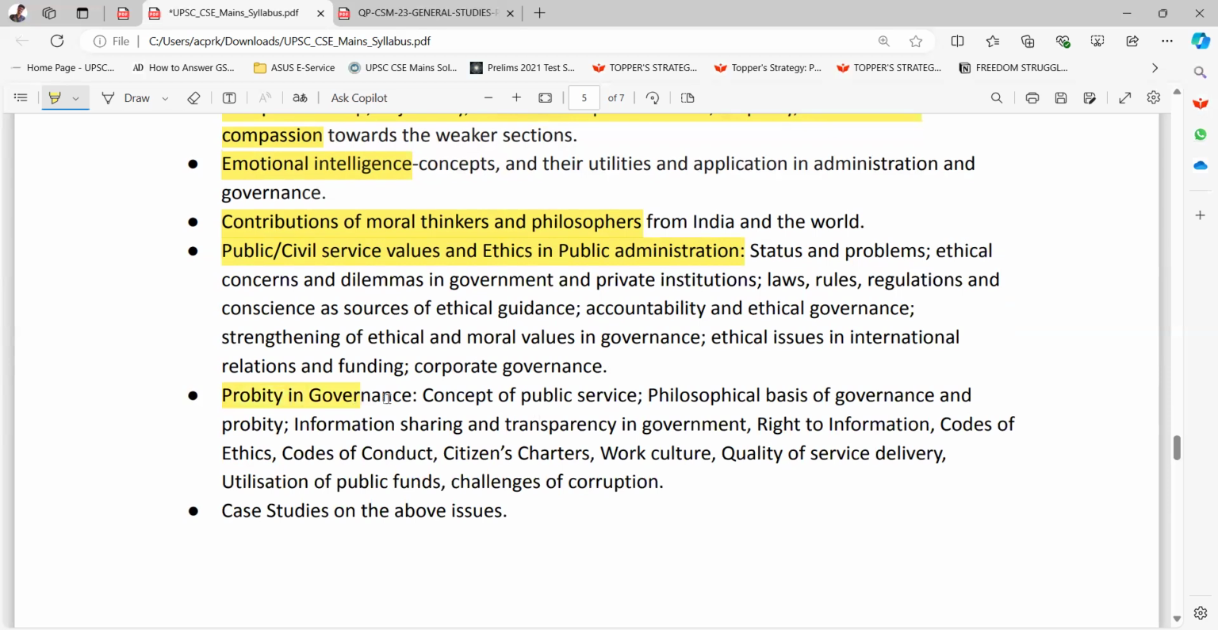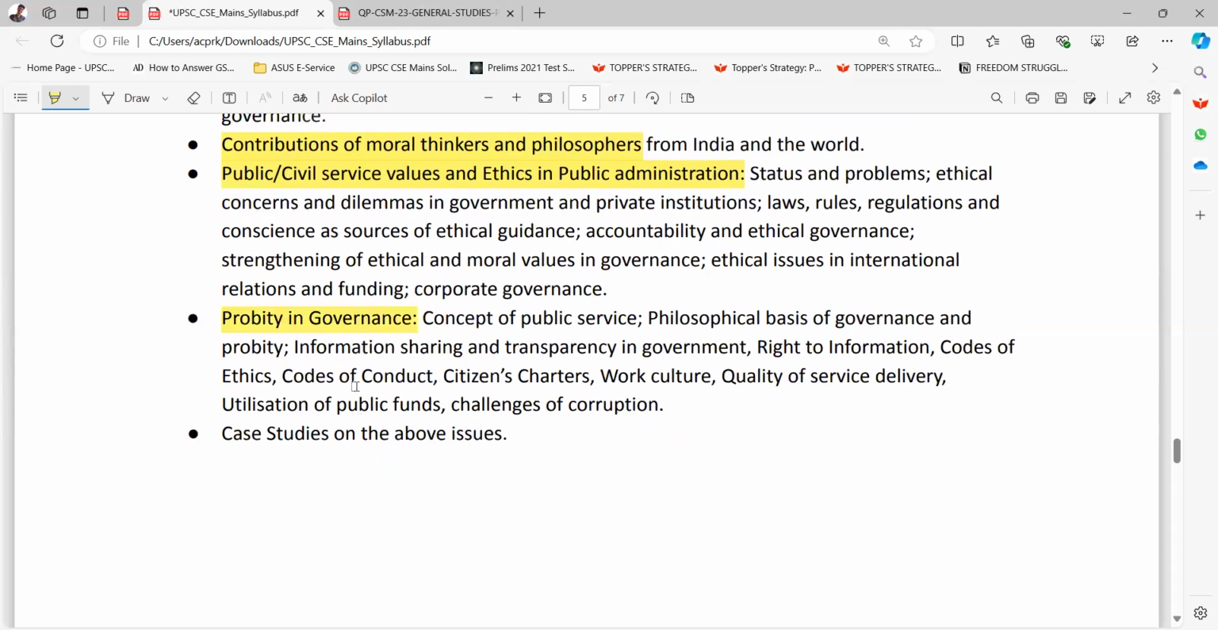Next is probity in governance, concept of public service, philosophical basis of governance and probity, information sharing and transparency in government, rights to information, codes of ethics, codes of conduct, citizens' charters, work culture, quality of service delivery, utilization of public funds, challenges of corruption. Next is case studies on the above issues.